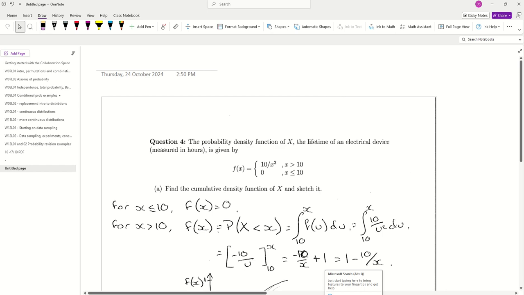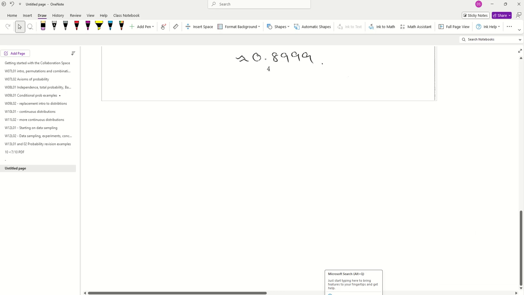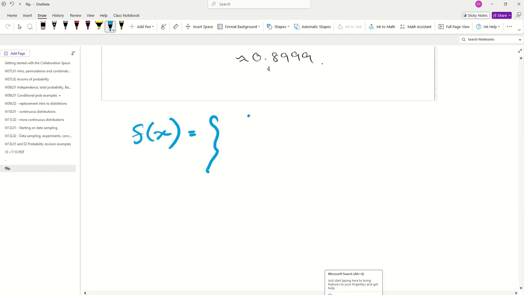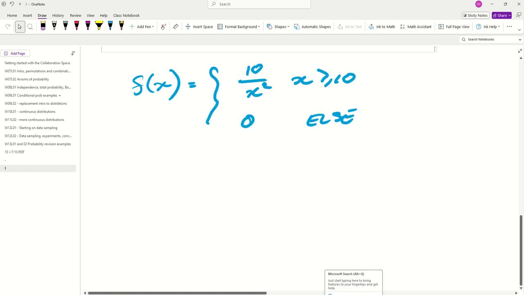Okay, so this is a lecture example I didn't finish. We're going to crack on and do this question, and we're going to do some extra bits as well. We're given the probability distribution like this. Let's check that it is indeed a distribution by integrating it.